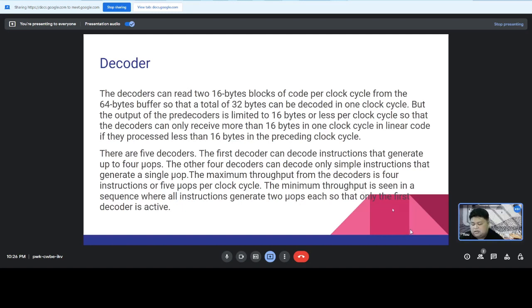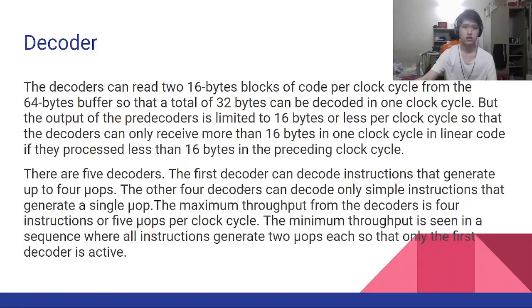There are 5 decoders. The first decoder can decode instructions that generate up to 4 micro-ops. The other 4 decoders can decode only simple instructions that generate a single micro-op. The maximum throughput from the decoders is 4 instructions or 5 micro-ops per clock cycle. The minimum throughput is seen in a sequence where all instructions generate 2 micro-ops each, so that only the first decoder is active.